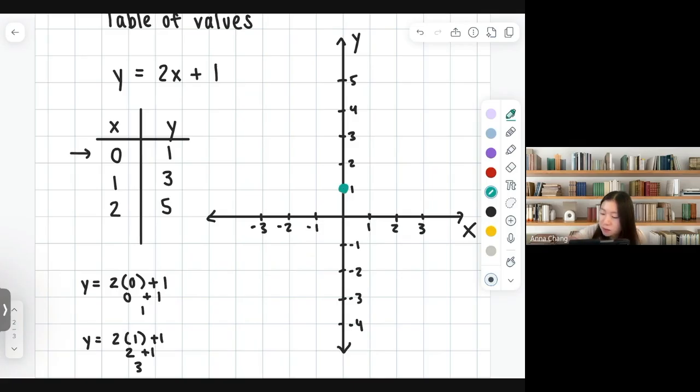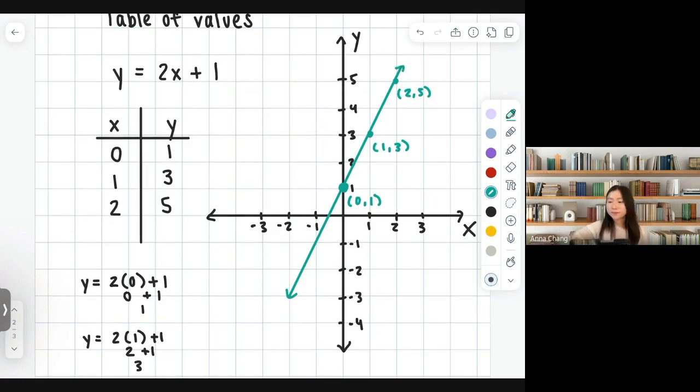I'll label them as well. This is 0, 1. Next point, I have 1, 3. X equals 1, y equals 3. 1, 3 will be right here. And finally, 2, 5. X equals 2, y equals 5. In order to graph a line, you actually only need 2 points, but here we have 3, and that's completely okay. Let's go ahead and connect these, and that's our graph.